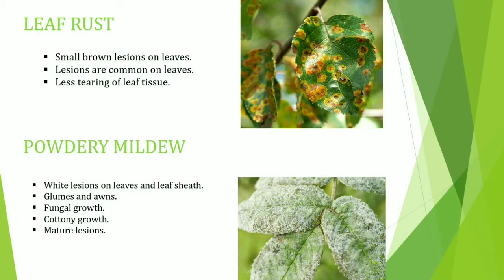Next is powdery mildew. As we see in the image, powdery mildew causes white lesions on leaves and leaf sheaths. Glumes and awns are also affected when the disease is severe. The fungal growth is largely limited to the outer plant surfaces and can be easily wiped off by rubbing a finger across the affected area of the leaves. The mature lesions have a dark reproductive structure mixed with white cottony growth of fungus.